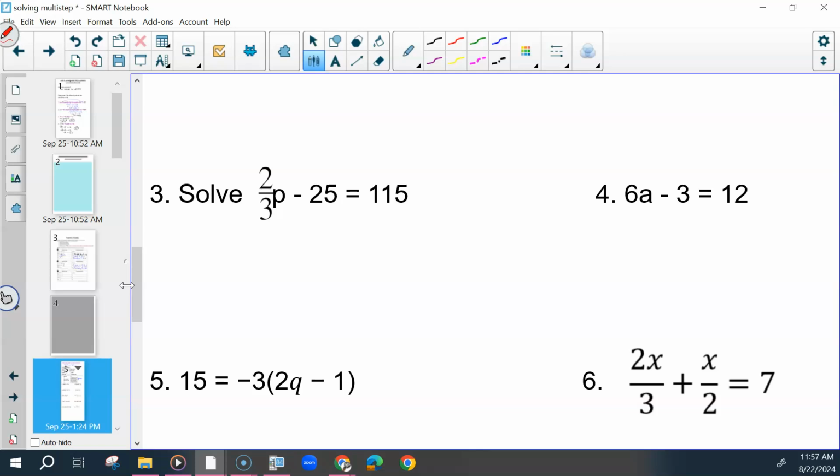We're going to use our inverse operations to get P by itself. We have to get everything away from P, but we want to start with anything not connected to P first. So we're going to get rid of the 25. How could we do that? Add it. Yes. Do the opposite of whatever it says. It was negative or minus, so add it to 115. Remember, we're doing this to both sides. These cancel. What's left?